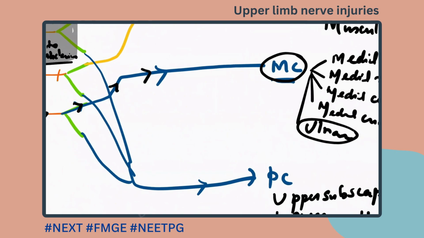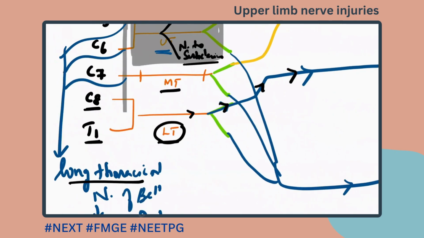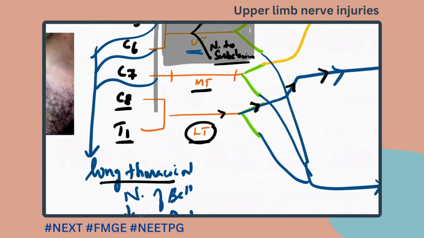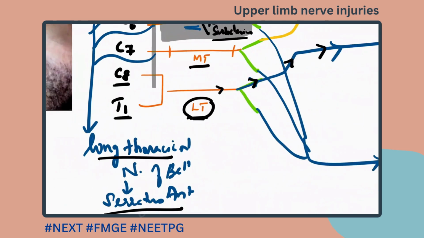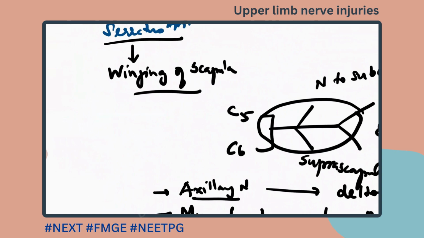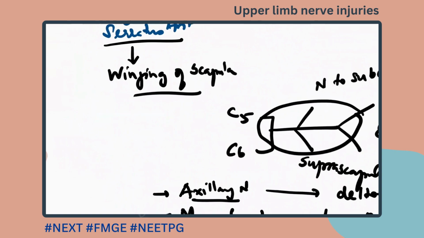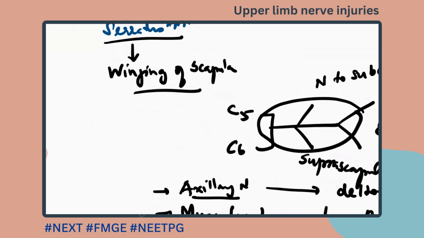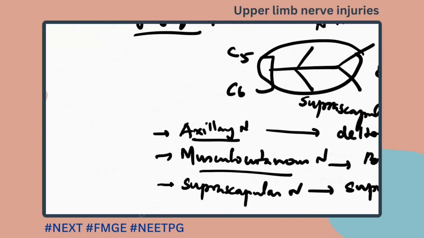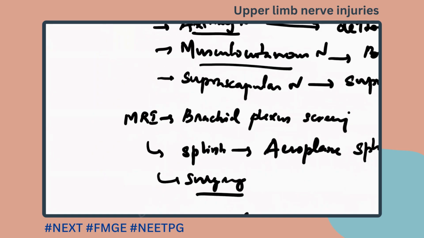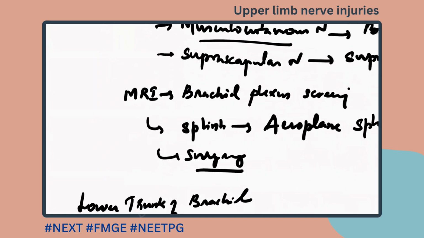So ulnar nerve is one nerve which is mainly affected in Klumpke's paralysis. So what is the trunk which is affected? Lower trunk. And how does the mechanism of Klumpke's paralysis happen? See, sometimes a person falling from a height, if he wants to save himself, suddenly catches hold of something. So your shoulder goes in for abduction like this. In that way, the lower trunk of the brachial plexus gets affected. So that results in a palsy called Klumpke's paralysis. In Klumpke's paralysis, the main structure which is affected is the ulnar nerve.